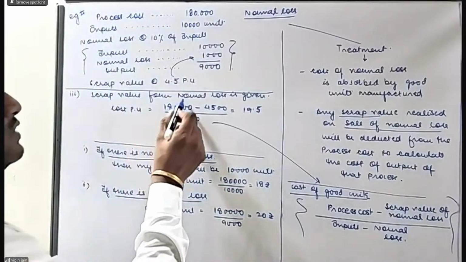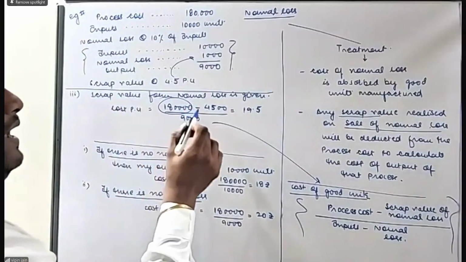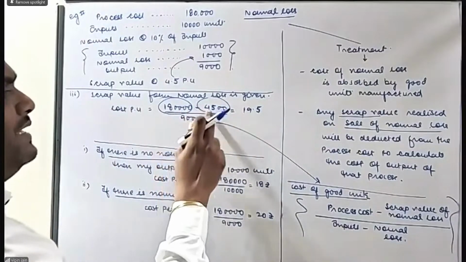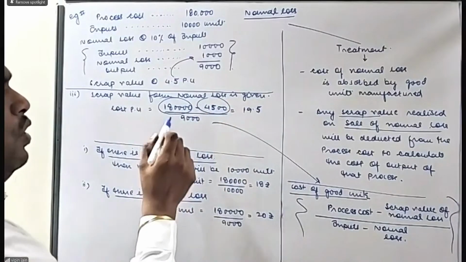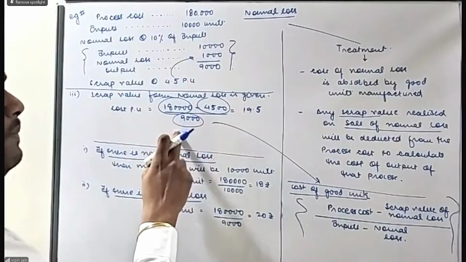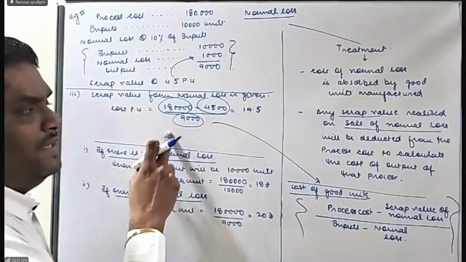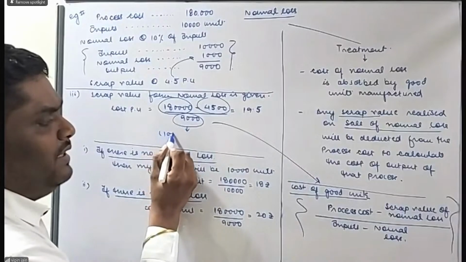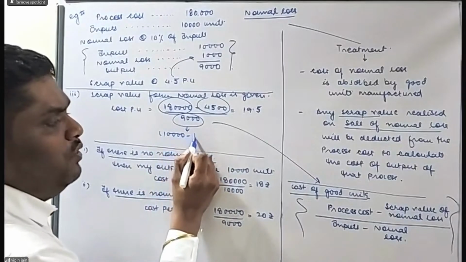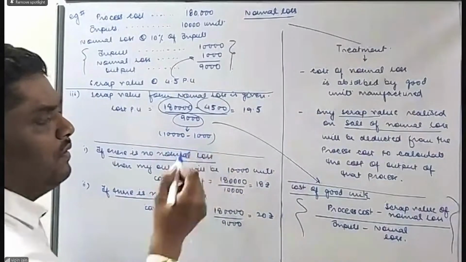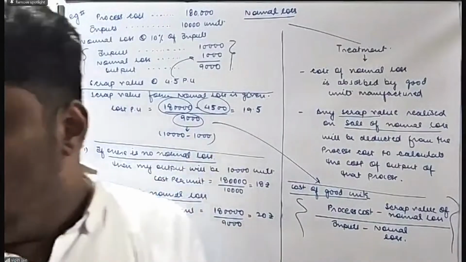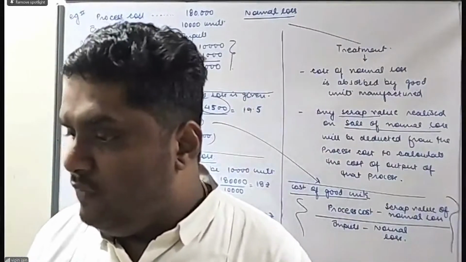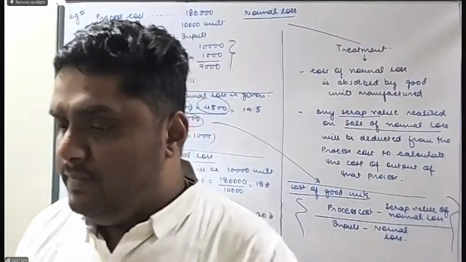The total cost of the process minus the scrap value that is realized on sale of normal loss, whole divided by my total number of units, that is good units. How did I calculate this 9,000? That is 10,000 minus the units of normal loss. Rest, you tell me what exactly you are finding difficult, Priyanshi.